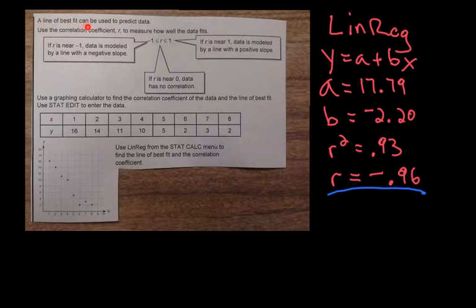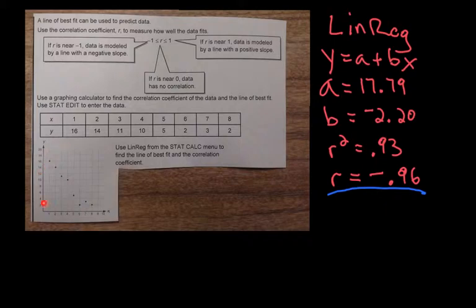It says a line of best fit can be used to predict data, and we can use the correlation coefficient R to measure how well the data fits. First of all, R is between -1 and 1, so that's the value. As R gets close to -1 or +1, that means you have strong correlation. If it's negative, it doesn't mean it has to be bad, and if it's positive, it doesn't mean it's good. But when R is near -1, you have a negative slope. When R is near +1, you have a positive slope. And if R is near 0, there's no correlation.